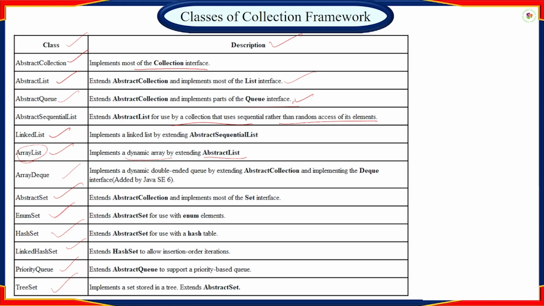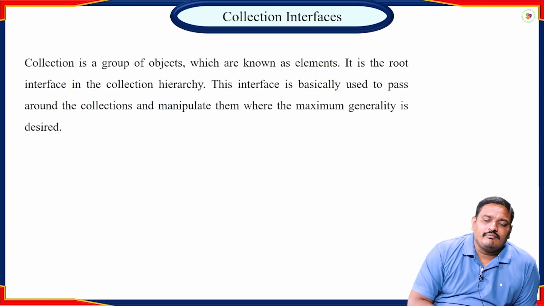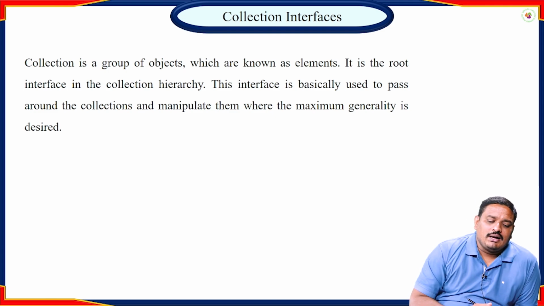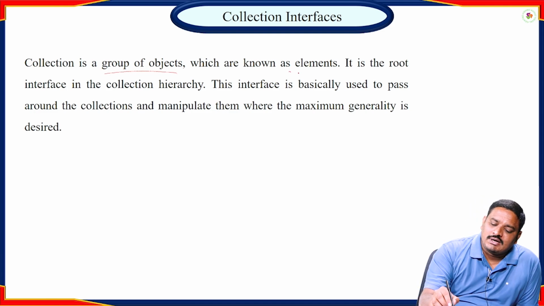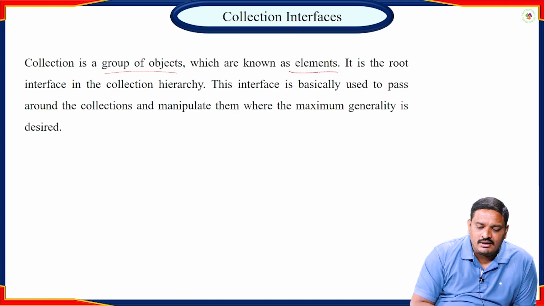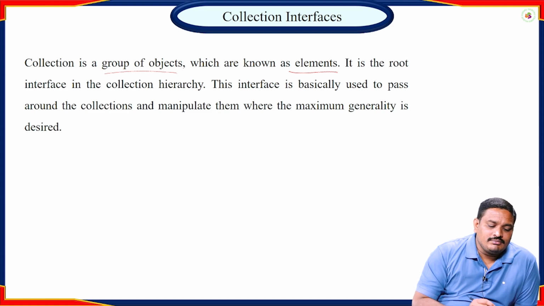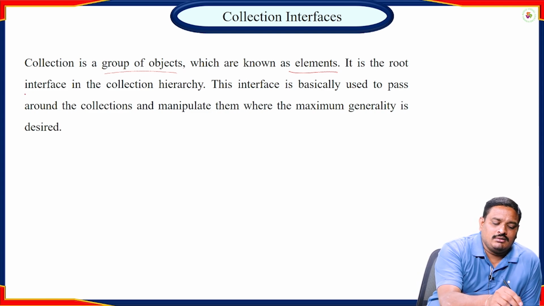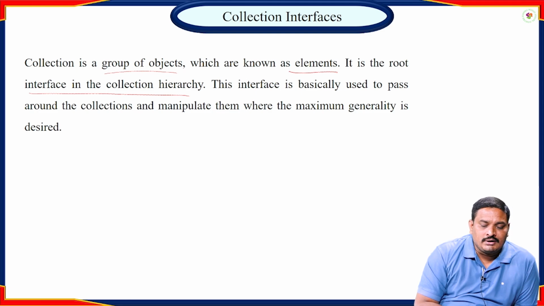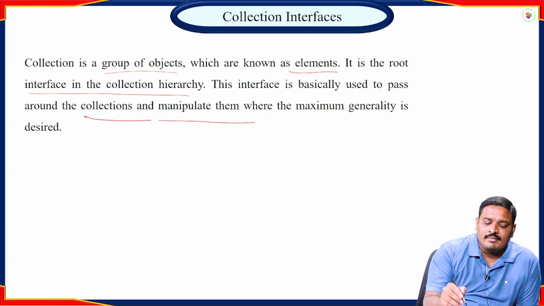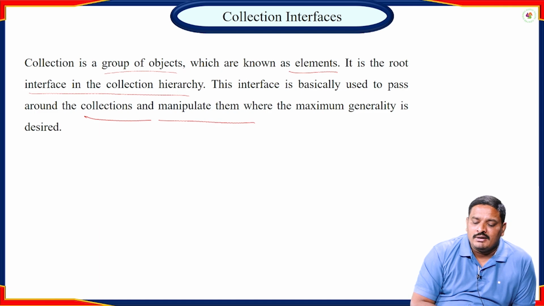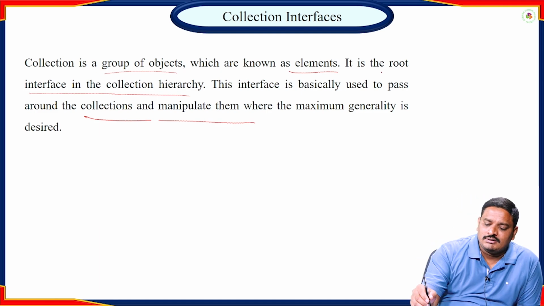These are all the collections with the meaning of that class. Here, what is the meaning of collection interface? Collection is a group of objects. They are called elements. It is the root interface in the collection hierarchy. This interface is basically used to pass the collections and manipulate them.